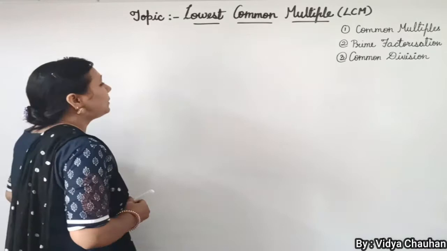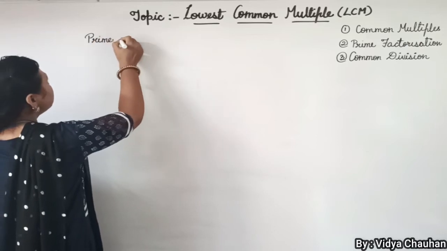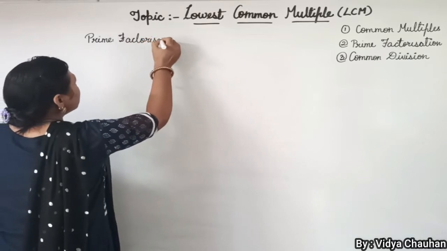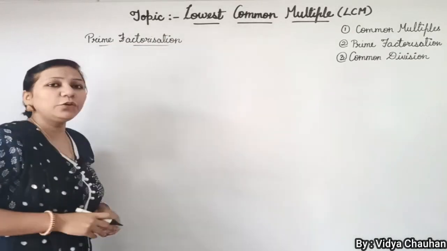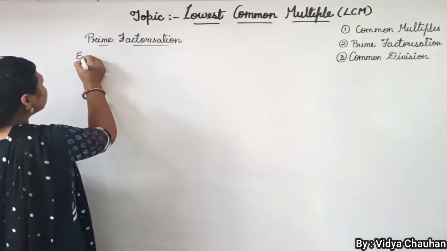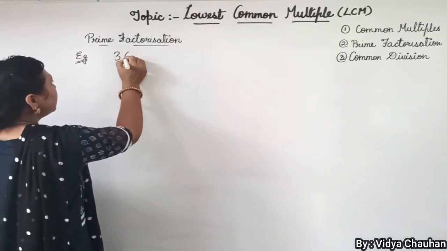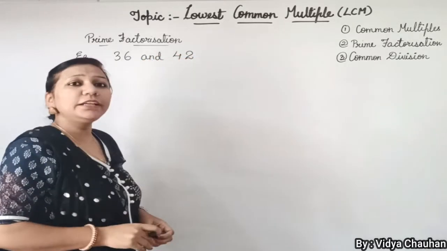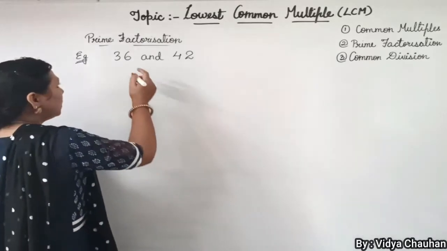So let us start first with the prime factorization method and how we can find the LCM of any set of numbers by it. As this is a prime factorization method, that means we are only going to use prime numbers to solve the questions. Taking an example, suppose two numbers are given to you, 36 and 42, and you have to find the LCM of these two numbers by prime factorization method. So what is the process?